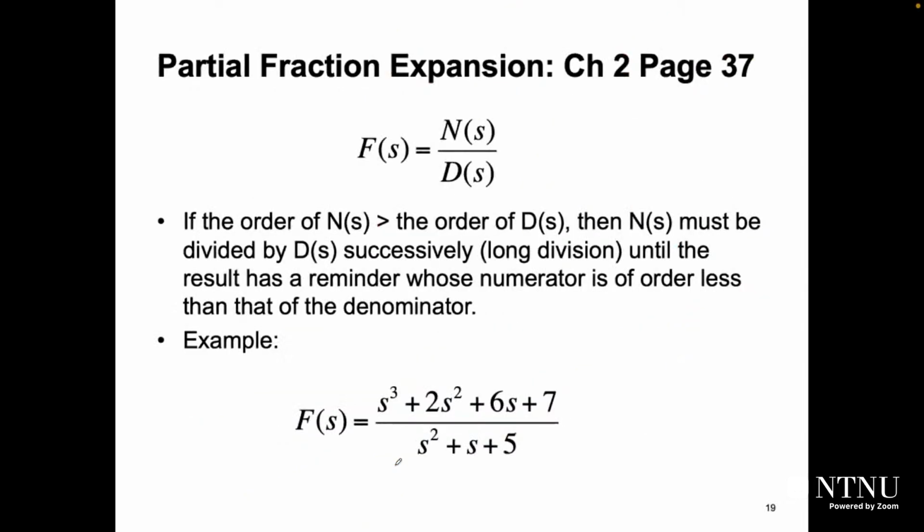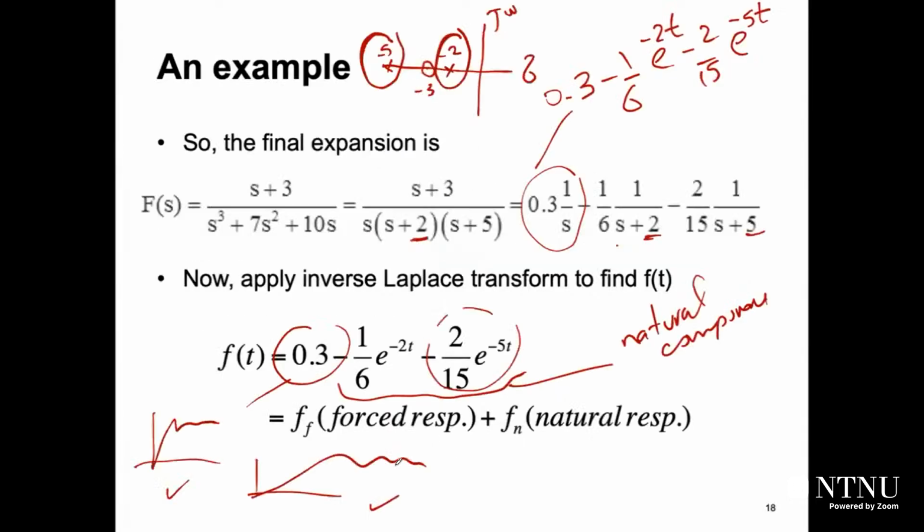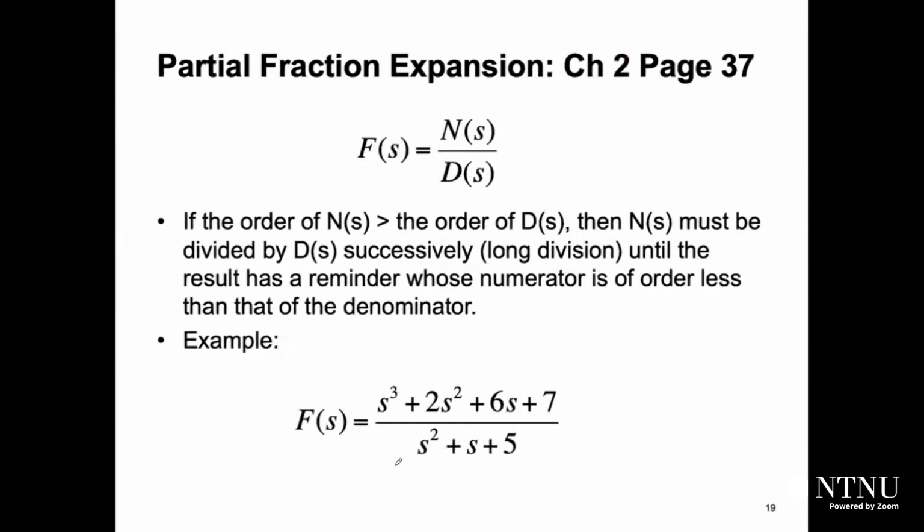As you can see here, we try to revise partial fraction expansion from chapter 2, right? So here is also another example which we solved in chapter 2, page 37, where the order of n of s is greater than the order of d of s. So the order here is higher than the order here. In this case, we need to divide n of s by d of s using long division, as we did in chapter 2, until the result has a remainder whose numerator is of order less than that of the denominator. So we have this example.